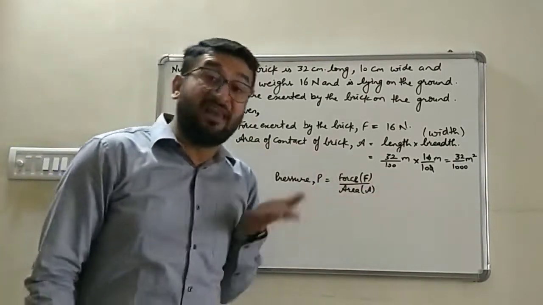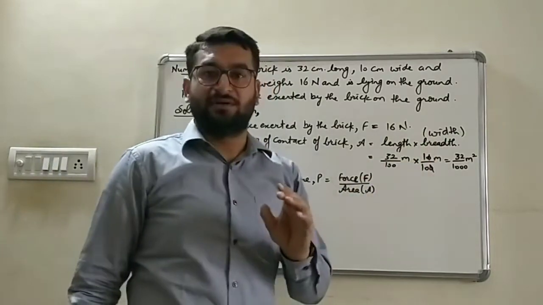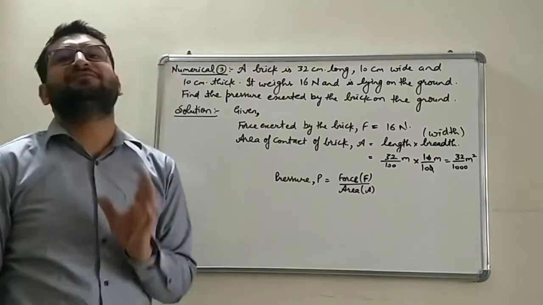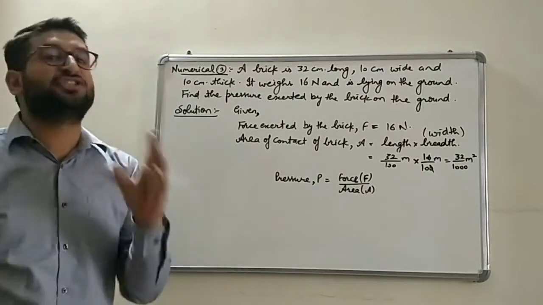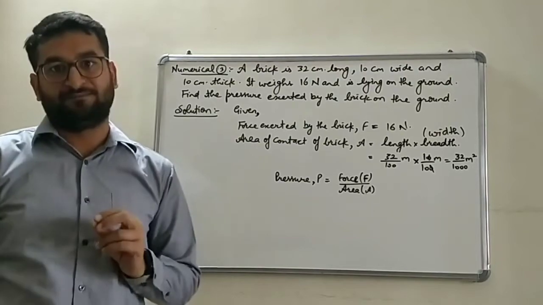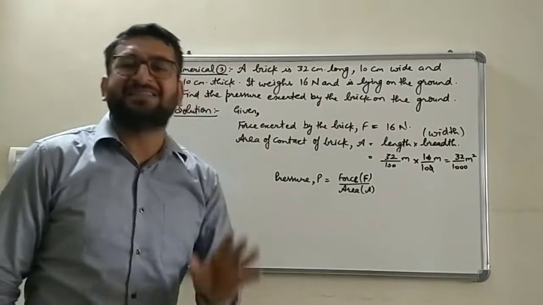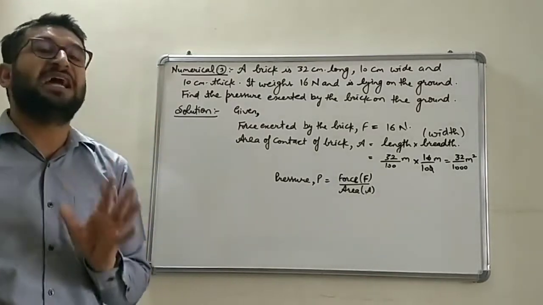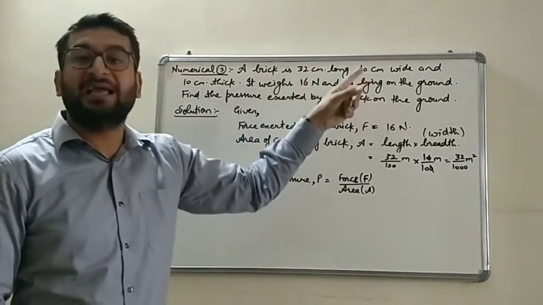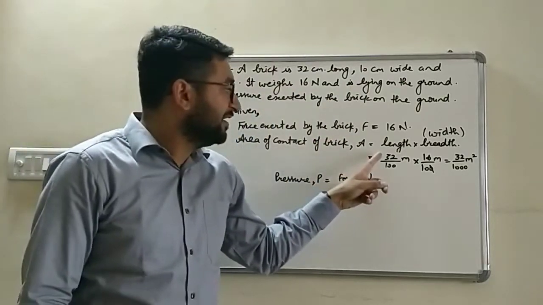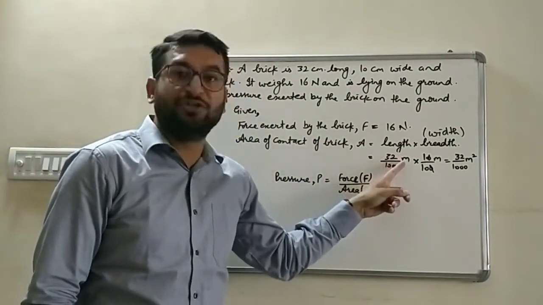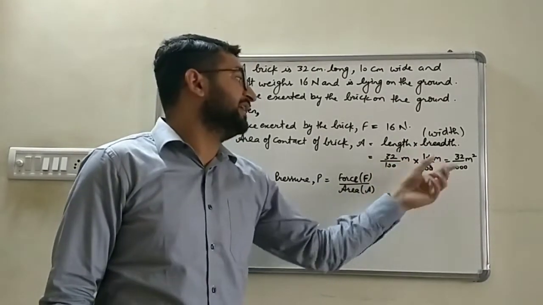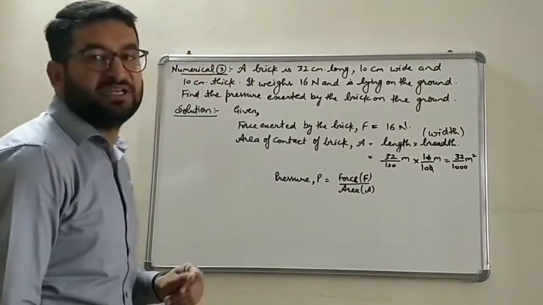So the area of the brick lying on the ground is 32 by 1000. I am explaining it again. The brick is lying on the ground, so the area which comes in contact with the ground is length into breadth. The length of the brick is 32 centimeter and the width is 10. First we'll convert the centimeters into meters, and for that we have to divide every centimeter by 100. So first we divide the length, 32 by 100, to convert it into meter. Then breadth 10 by 100 meter. The overall area will be 32 by 1000 meters square.